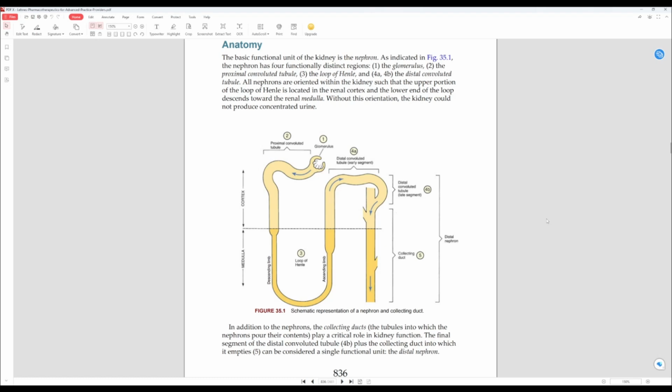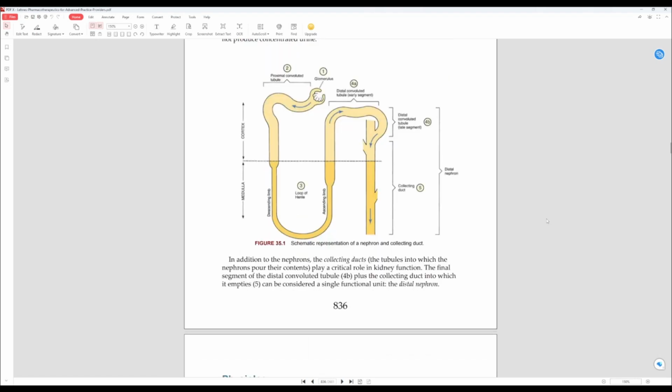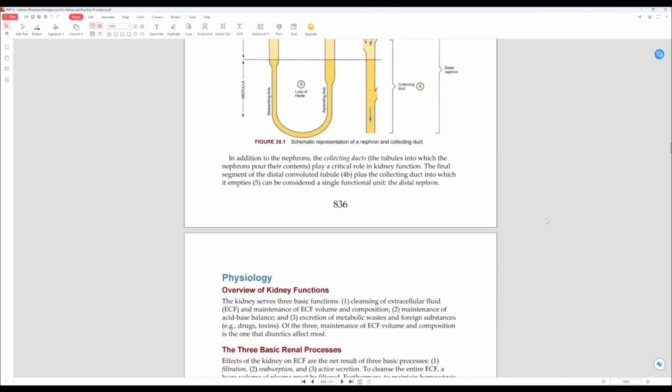All nephrons are oriented within the kidney such that the upper portion of the loop of Henle is located in the renal cortex, and the lower end of the loop descends towards the renal medulla. Without this orientation, the kidney could not produce concentrated urine. In addition to the nephrons, the collecting ducts play a critical role in kidney function. The final segment of the distal convoluted tubule, plus the collecting ducts into which it empties, can be considered a single functional unit, the distal nephron.